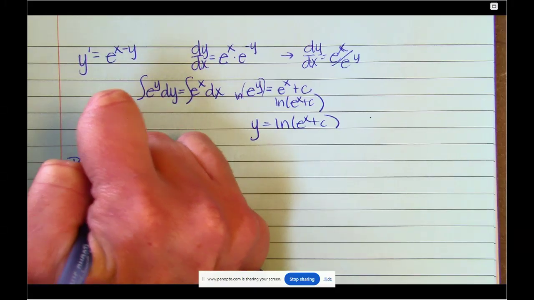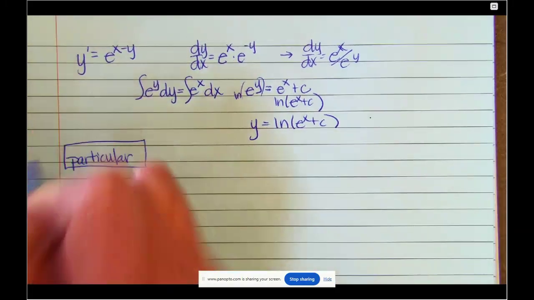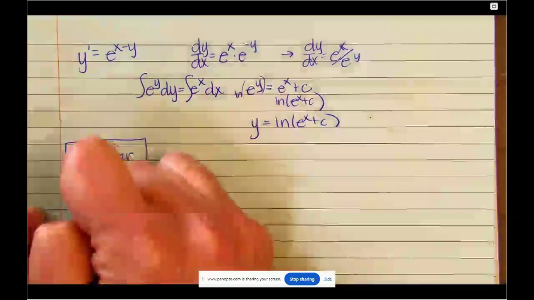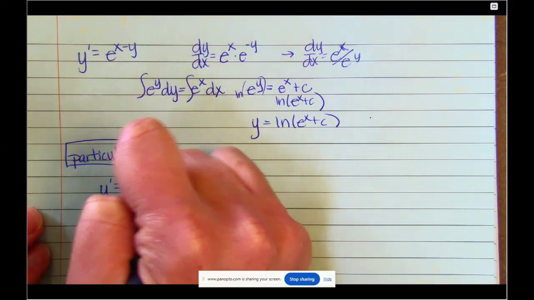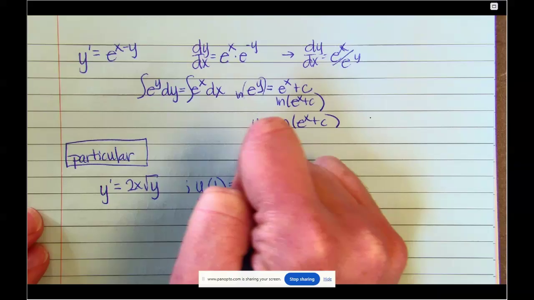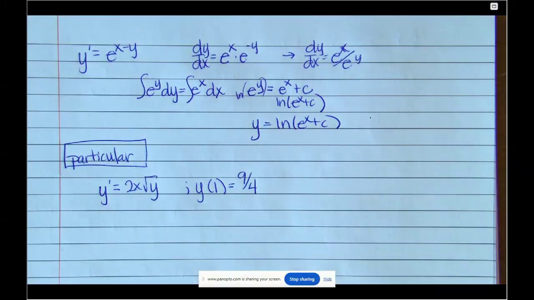Okay, so now let's talk about what if it's a particular equation. We're going to do two examples. I'm going to give you homework, so it's only half a homework, but we're going to do it anyway. Let's say we've got y prime equals 2x square root of y, and y of 1 is equal to 9 over 4. Even if it never said you were finding a particular equation, we know we are because we have that coordinate point. That's important.